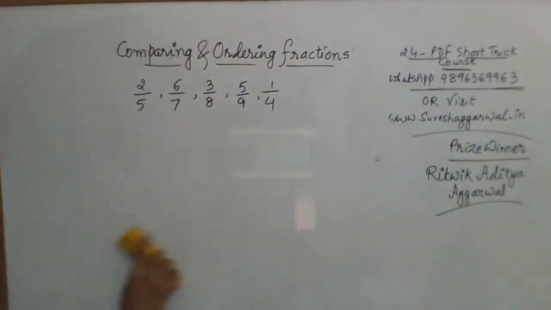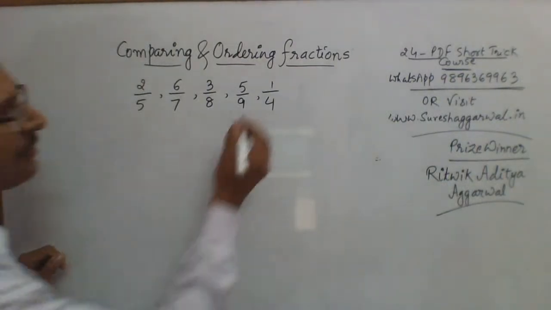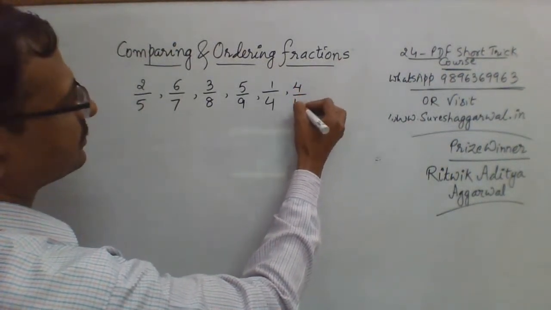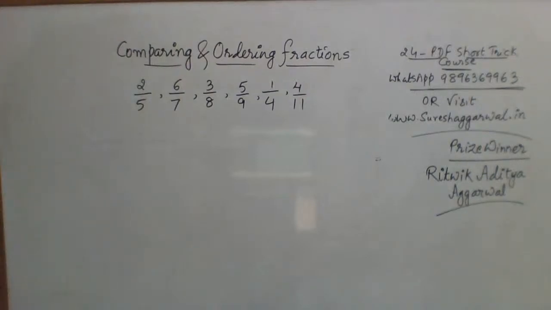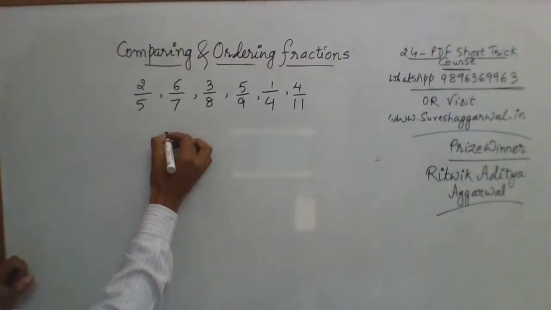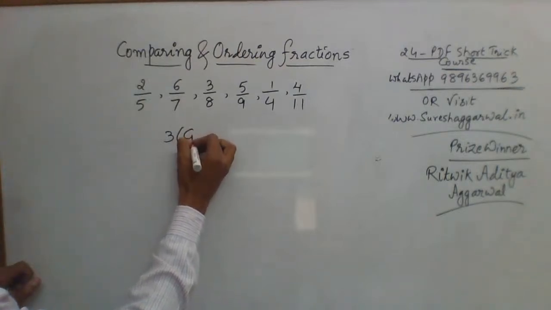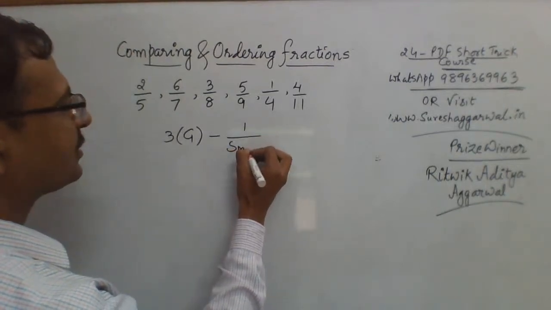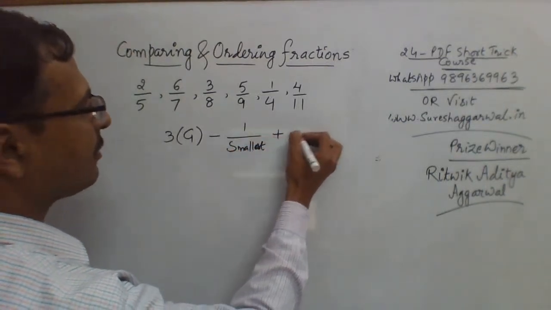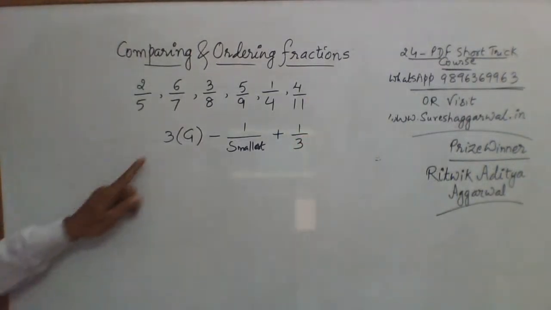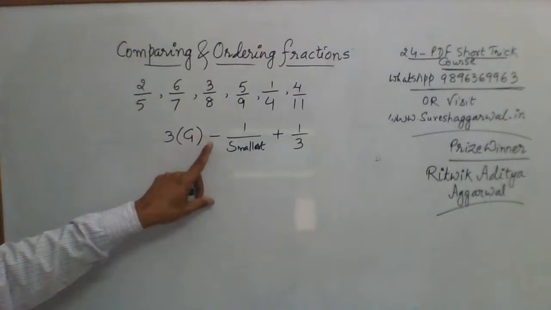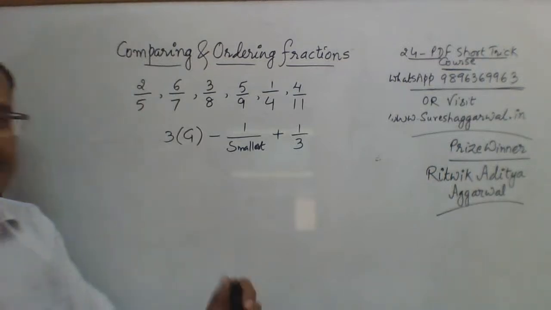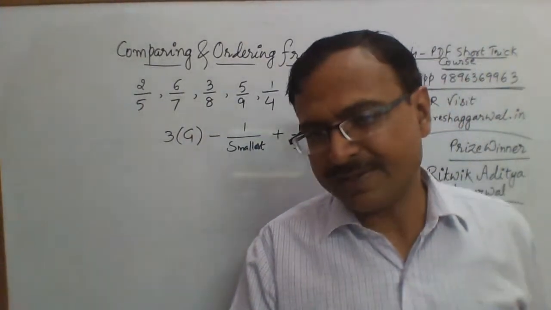Now in the same question I will add one more fraction, which is 4 by 11. Okay, now you need to tell me 3 times the greatest minus 1 upon the smallest plus 1 by 3. Okay, 3 times the greatest minus 1 by the smallest plus 1 by 3. Can I have the answer for this now? Let's see who gets the answer correct for this.